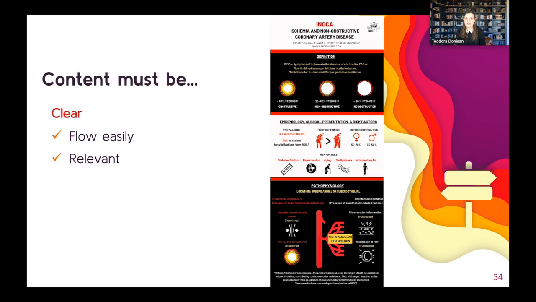The content must also be clear. It should be easy to read and have a natural flow. Here we have an example by Naja where she guides the reader through the definition, epidemiology, clinical presentation, and risk factor of ANOCA.